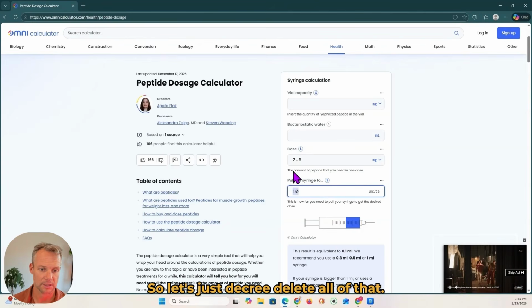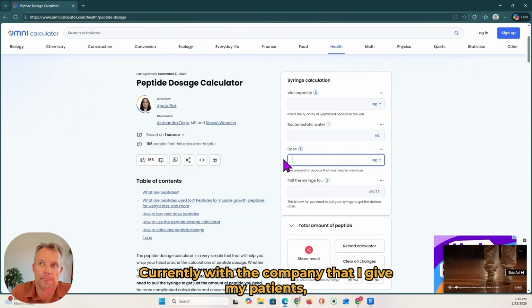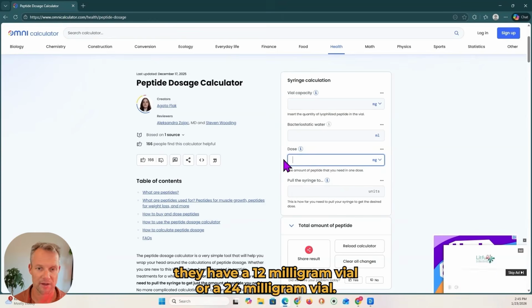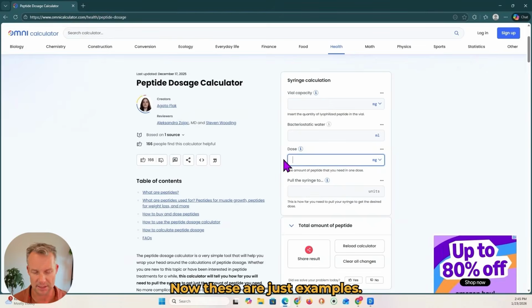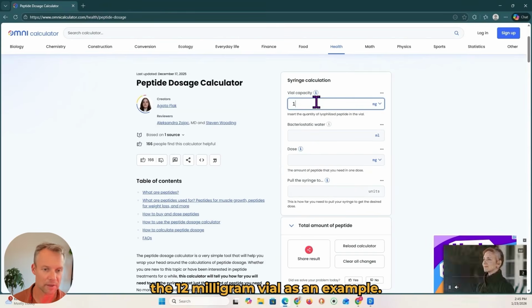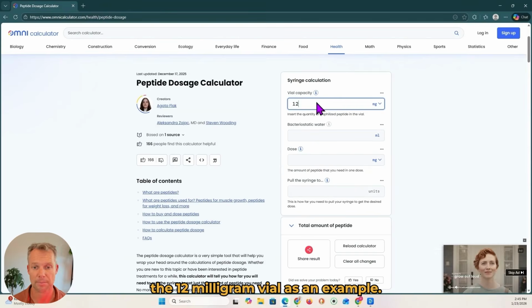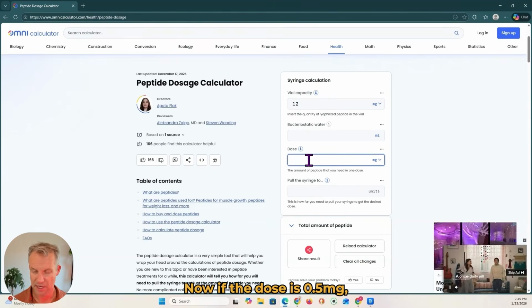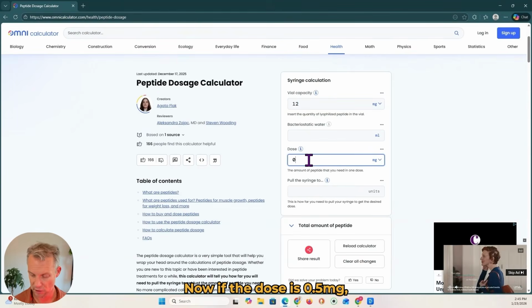So let's just delete all of that. Currently with the company that I give my patients retatrutide to, they have a 12 milligram vial or a 24 milligram vial. Now, these are just examples, but let's use the 12 milligram vial as an example. So I put in 12 milligrams. This is for retatrutide.